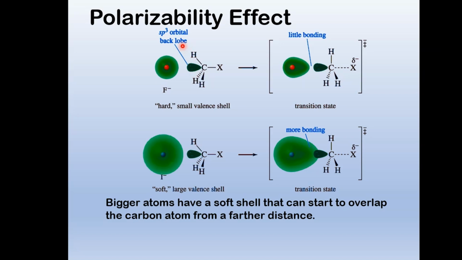And here it says sp3 orbital back lobe. This is the back lobe of this orbital. If I go to a pen, that looks more like a hybrid orbital. The hybrid orbital always kind of had a node. There's the node. Anyway, when these can overlap, they can decide to share electrons and form a bond. Bigger atoms have a soft shell that can start to overlap the carbon atom and form a bond at a farther distance.